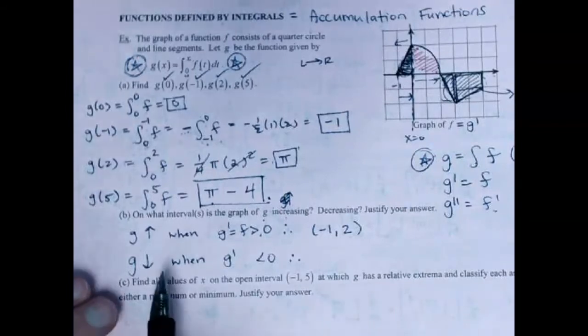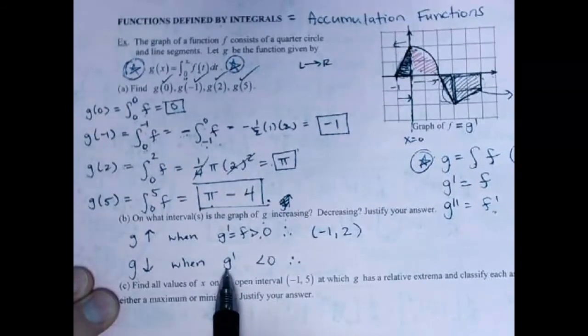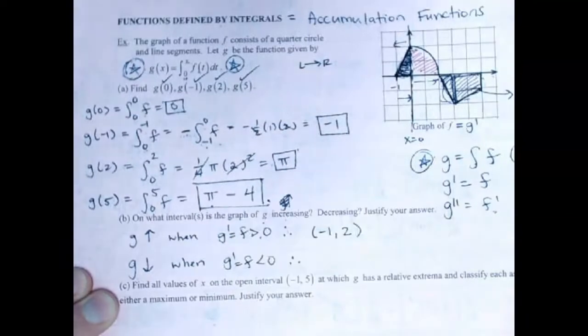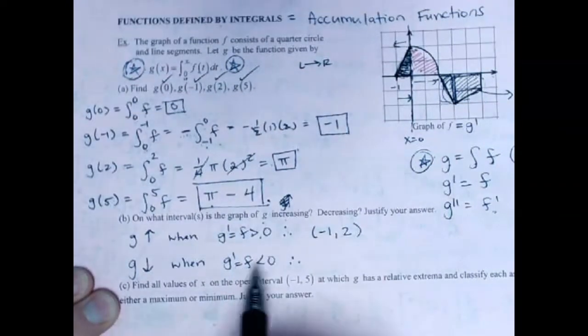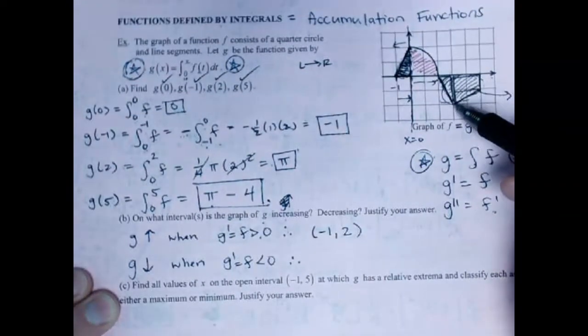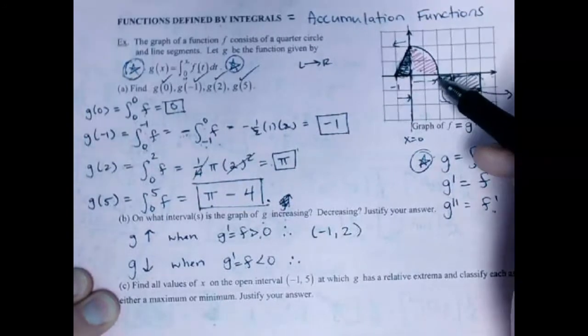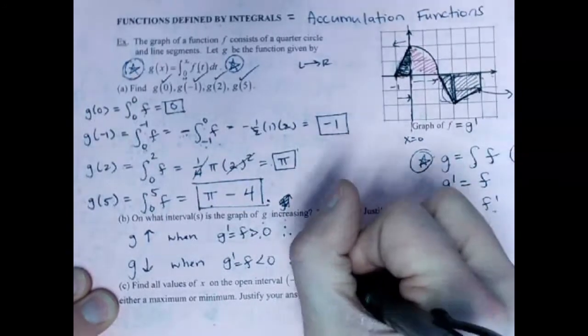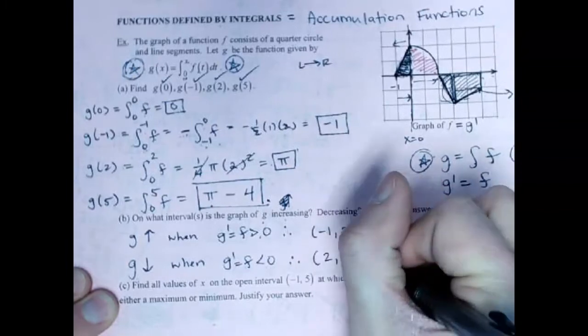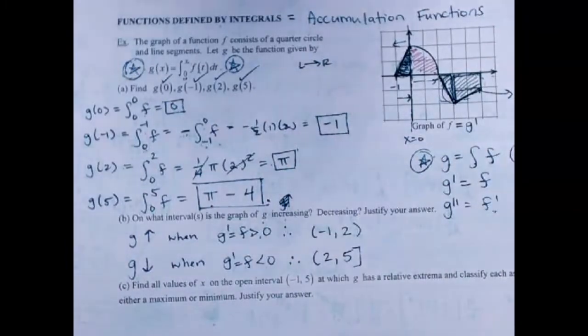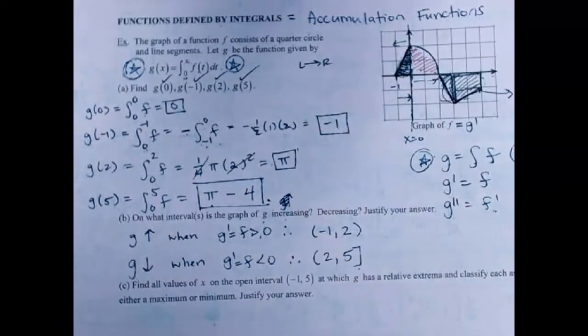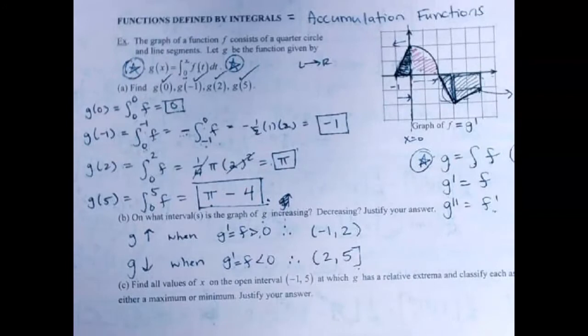And then g would be decreasing when g prime, which is f, when that graph is negative. So when this graph is below the x-axis, which happens from 2 all the way to 5. So 2 to 5. You could put a bracket on the 5, but really, it doesn't really tell us not to. So if you wanted to, you could put a bracket. If you were to put a parenthesis, I guess it's really never going to cause you to get the answer wrong. You're not going to be docked a point because of putting a bracket instead of a parenthesis, right?